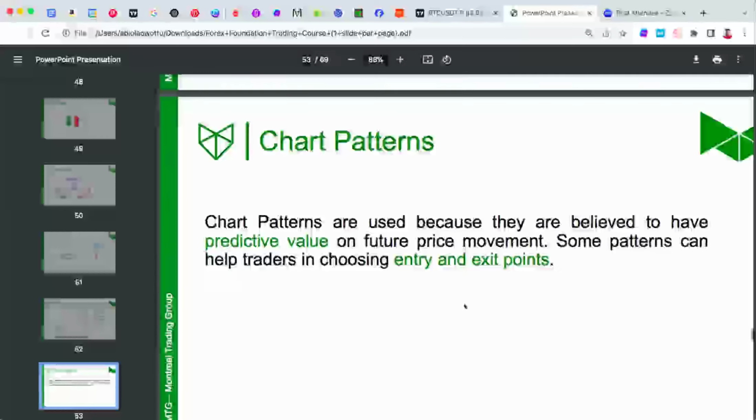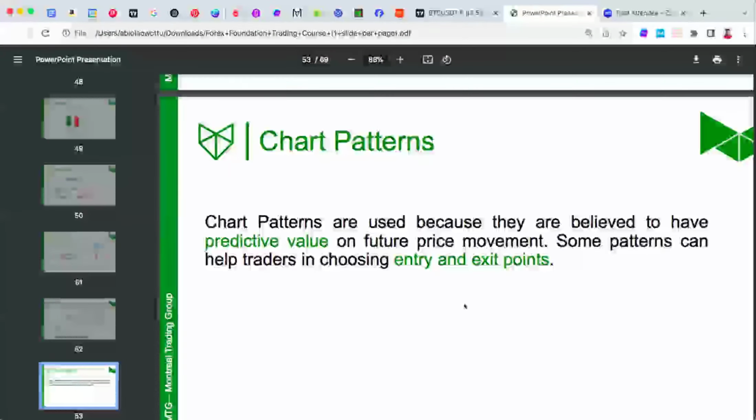So we also have what we call chart patterns. Chart patterns are used because they are believed to have predictive value on future price movements. Some patterns can help traders in choosing entry and exit points.